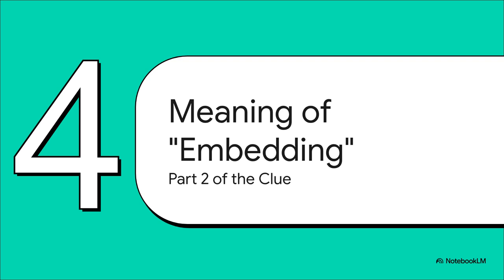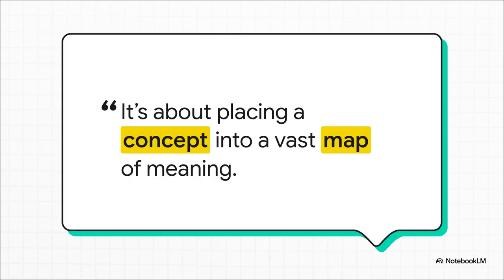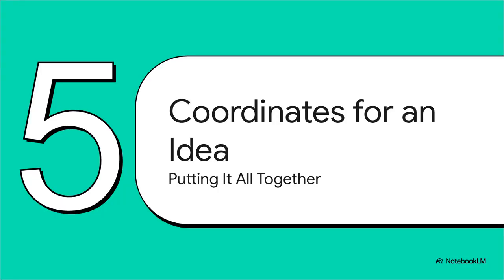Okay, so a vector is an address. Cool. But an address to what? That brings us to the second and honestly the much more interesting part of our clue. What in the world does embedding mean here? If you just look up the word, it's a very physical thing, right? You embed a gem into a ring or maybe a post into concrete. It's all about taking one thing and locking it into place inside a bigger system. And this is where it gets really mind-bending. When we take that physical idea and apply it to the world of AI, embedding means you're placing a concept, like a word or a picture or even a feeling, onto this huge, sprawling, multidimensional map of meaning.